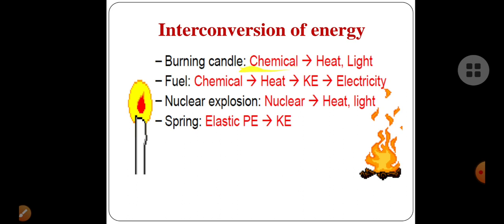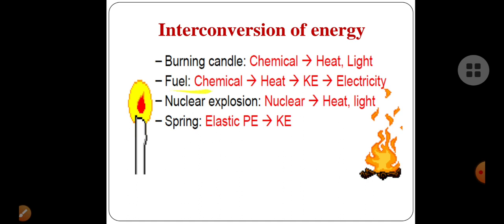Chemical energy stored in the candle converts into heat energy and light energy. Chemical energy is also an energy type, and heat and light are also energy types. It means one form of energy is converting into another form of energy.